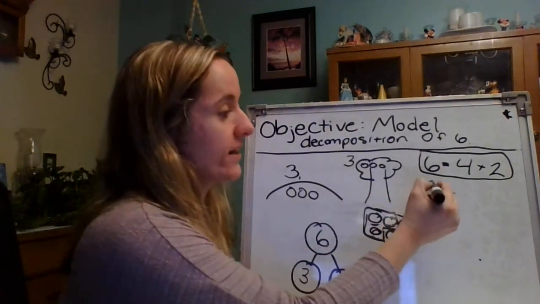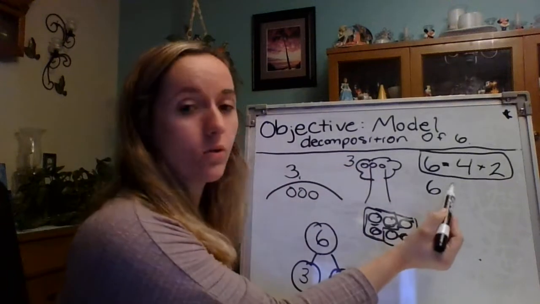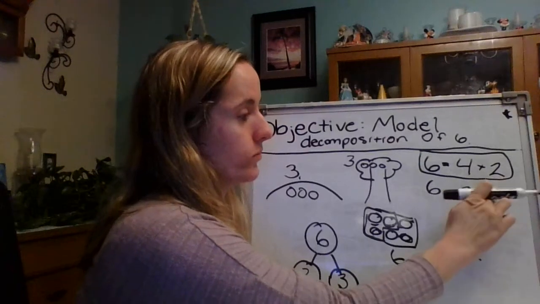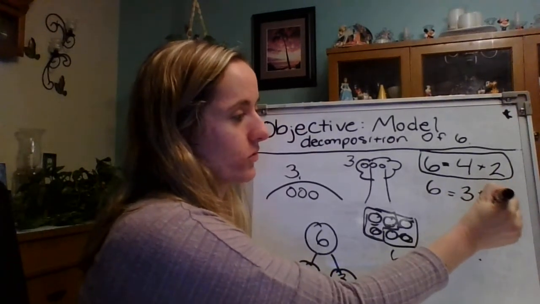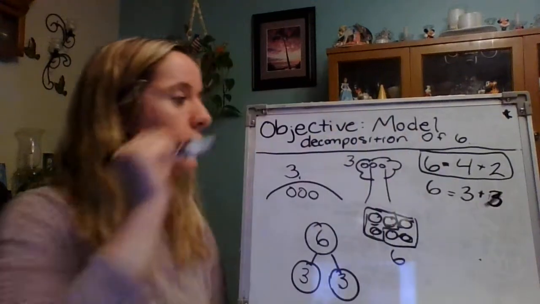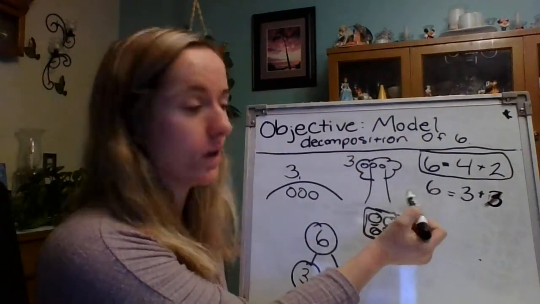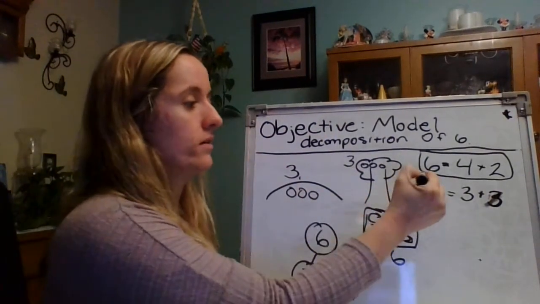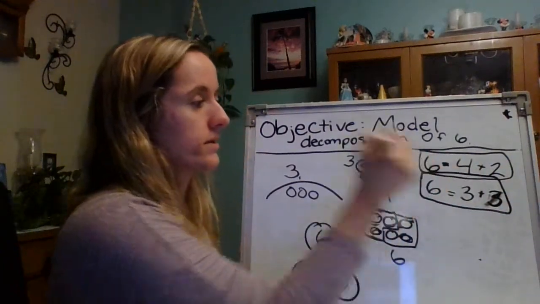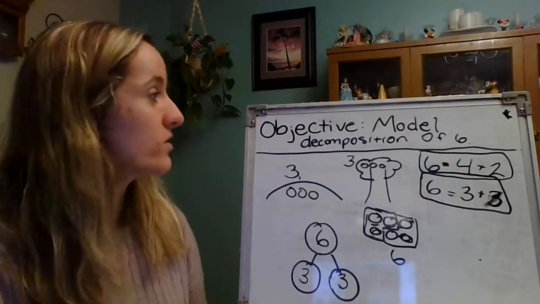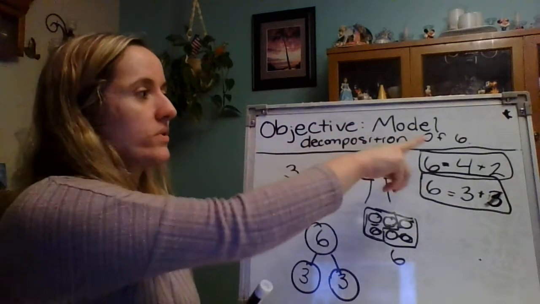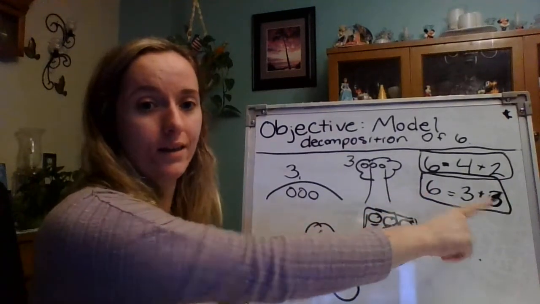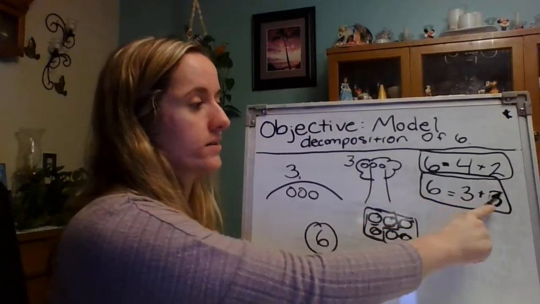Good. We're going to do 6, because that's my whole, equals 3 plus 3. Good, because 6 is my whole, 3 is how many were underground, and 3 is how many are in the tree to make 6 nuts all together. Good job, guys. So this is how we're modeling decomposition of 6 with our number bond and writing it like this. 6 equals 3 plus 3.